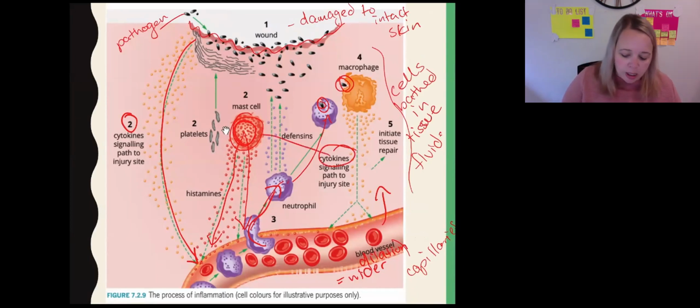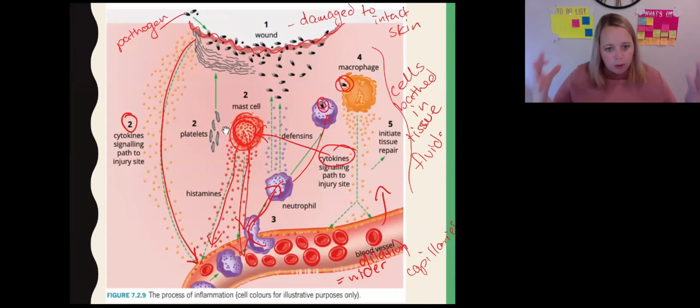If you get more cytokines, they're going to activate more mast cells. You're going to get more blood vessel dilation, more cells coming out. And it's just kind of like an ongoing effect, constant, constant, constant.